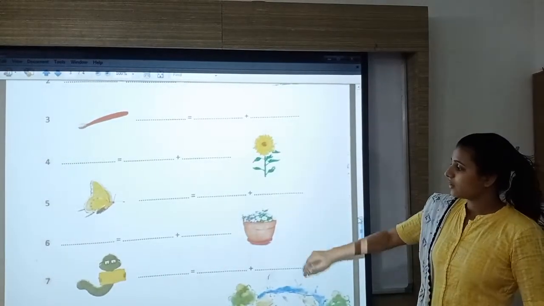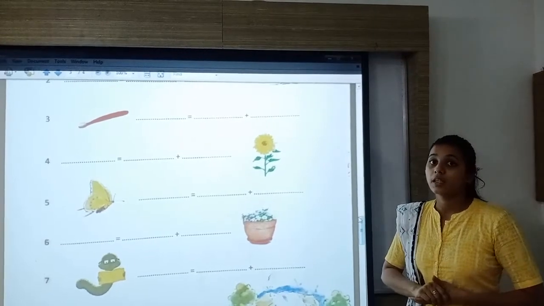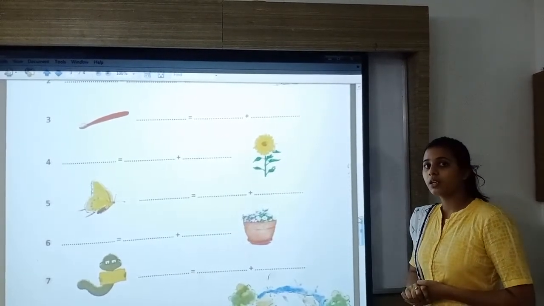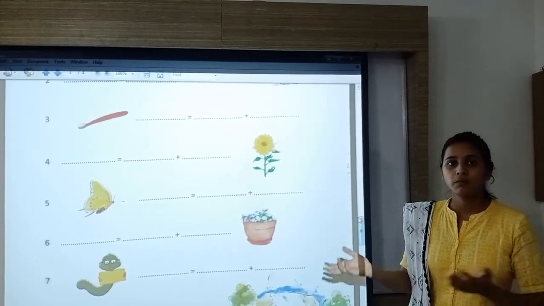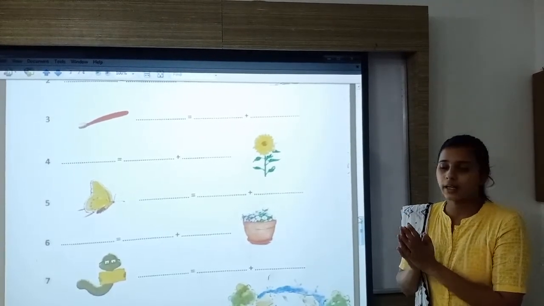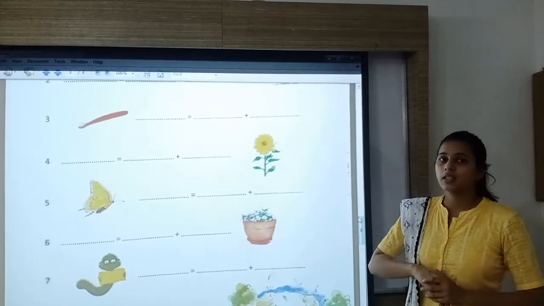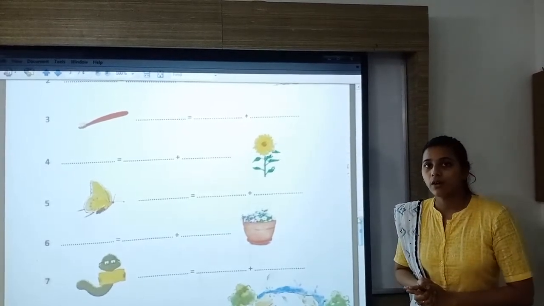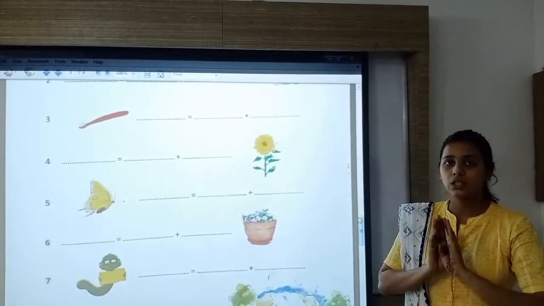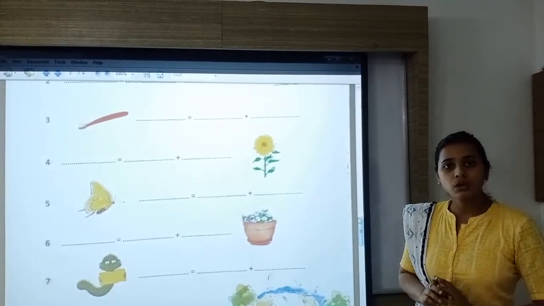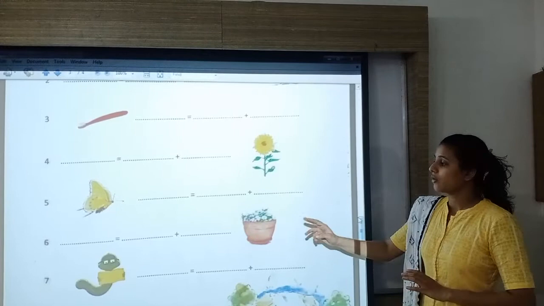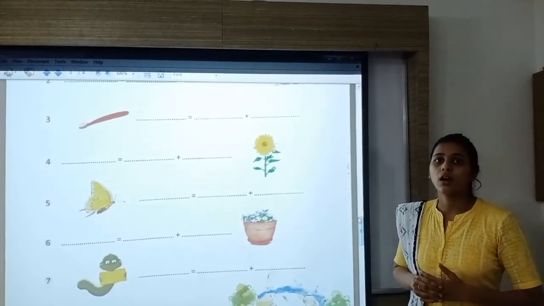Now, next is flower pot. This is also a compound word which is made up of flower and pot. Pot, that means matka ya ghala, and flower, that means fool. Now, if we join these two different words, flower and pot, it will make a new word with new meaning, that is flowerpot, gamla.